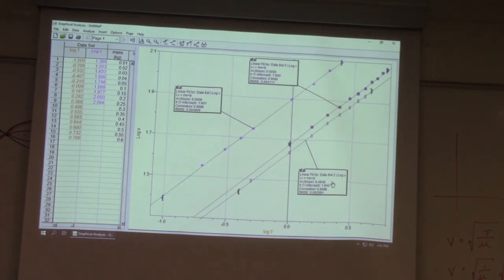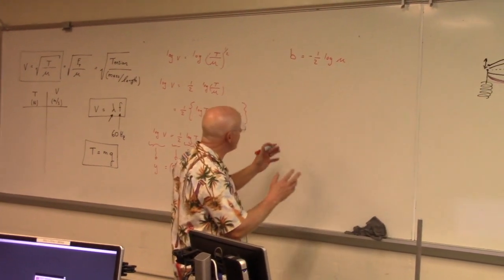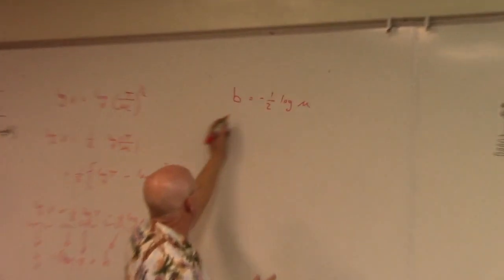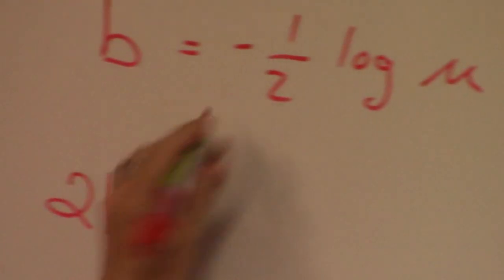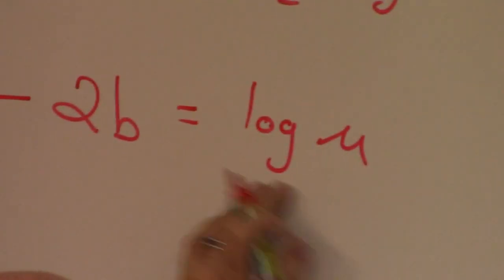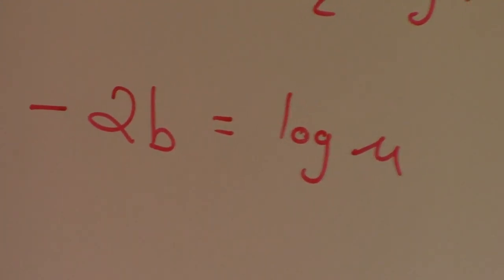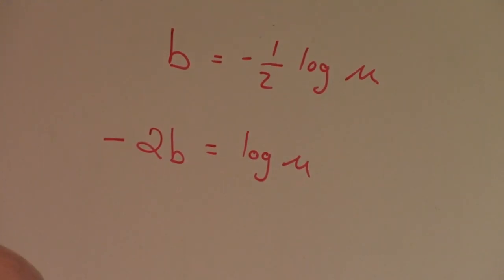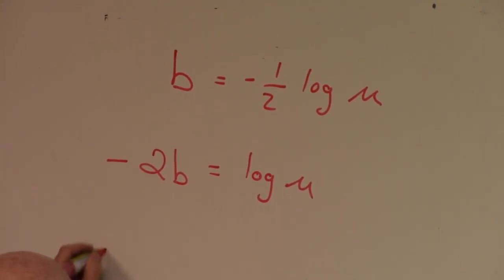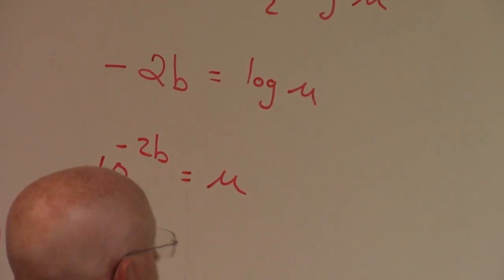Now, I'll help you a little bit with it, because I have noticed, even in a face-to-face setting, that students have struggled a little bit with this math. So watch this. Bring the 2 to the other side. Bring the negative to the other side. How do you undo a log? All right. What's the anti-log? It's raising to a power of 10. So 10 to the -2b is the mass density.